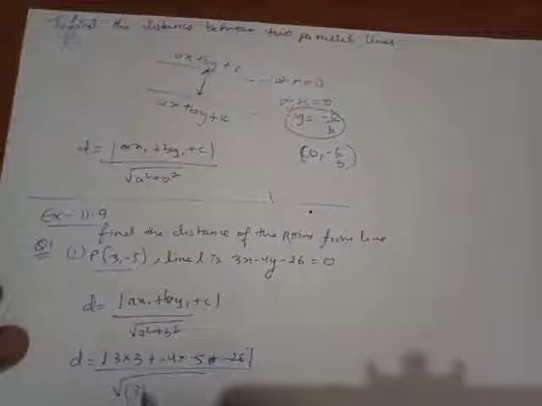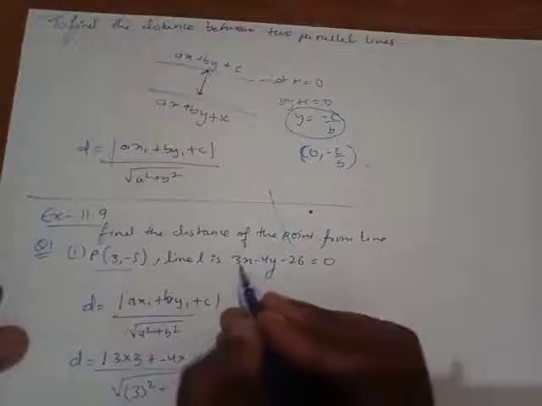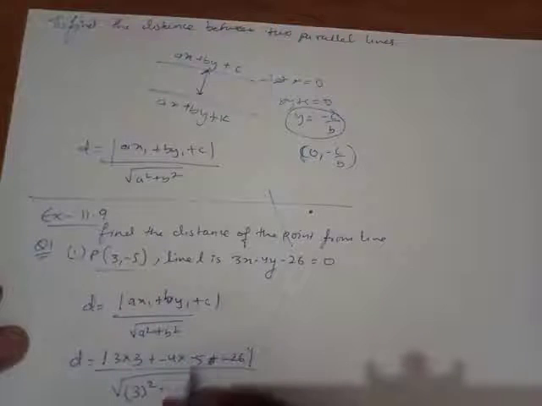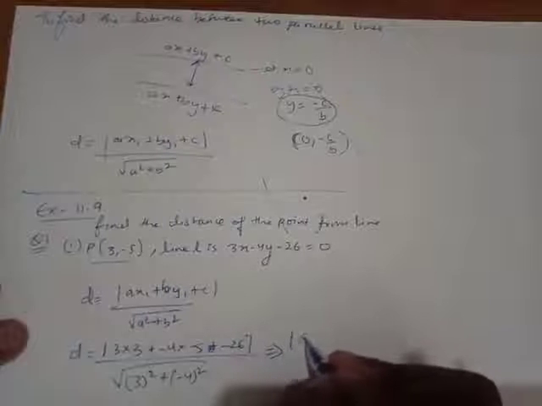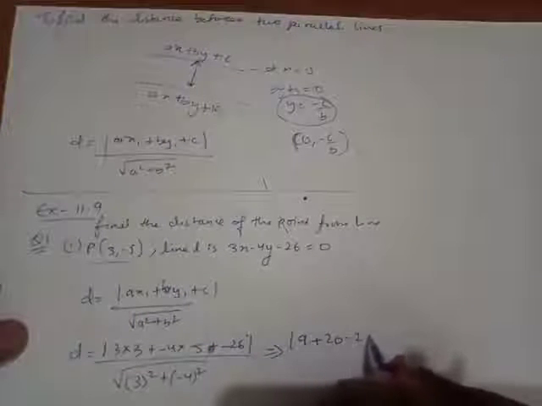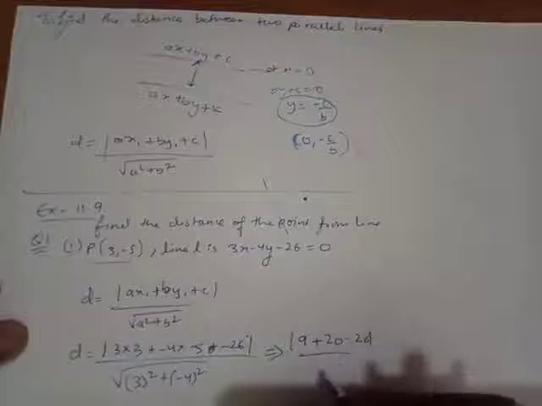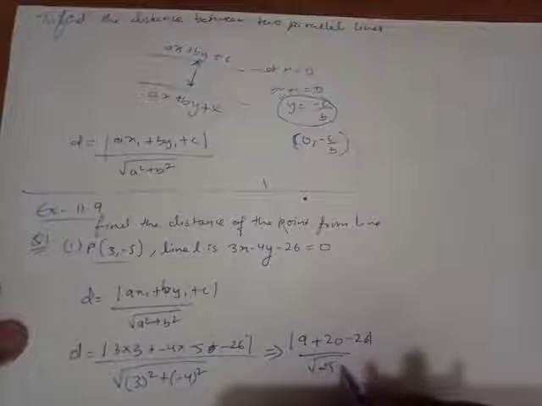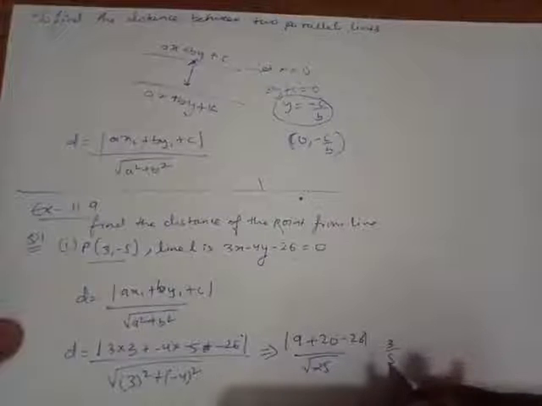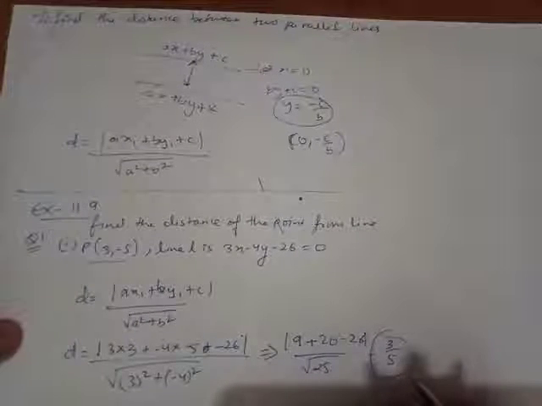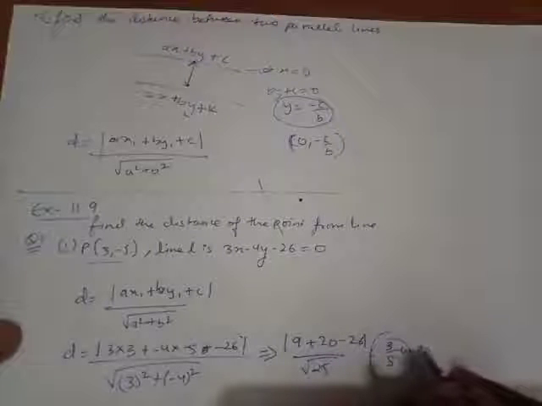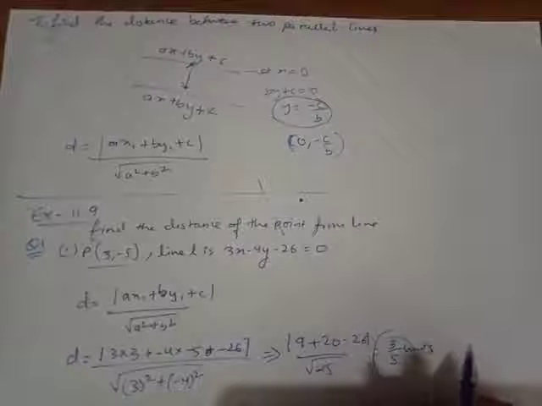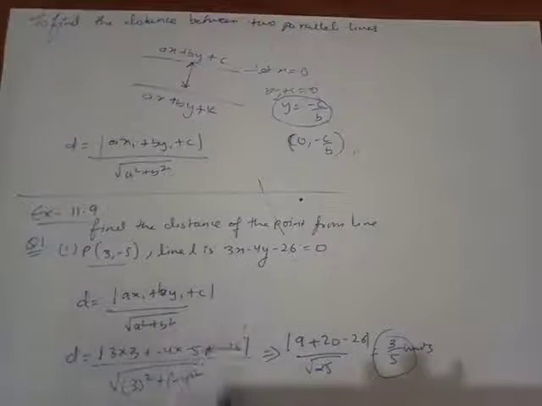So 3 square plus b square, that is minus 4 square. So what will I get? I'll get 9 plus 20 minus 26 over 25, under the root, and then this is going to be 3 over 5. So that's my answer. 3 over 5 is my answer. You can write the units. That's how you find the distance between a point and a line. Okay, let's do some more questions on this.